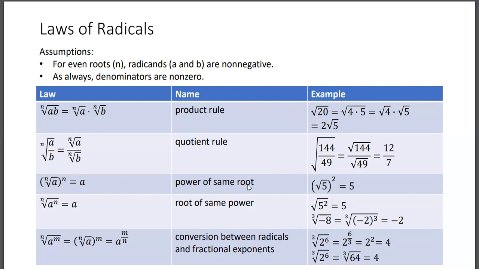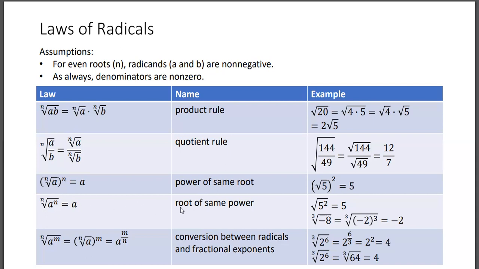Power of same root. We have a power n and we have a root n. So the nth root of A and then taking it to the nth power. These are inverse operations and they undo each other and you end up with A. An example: the square root of 5, the implied index on a square root is 2, squared is 5.